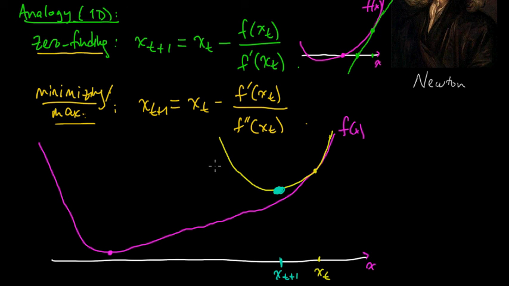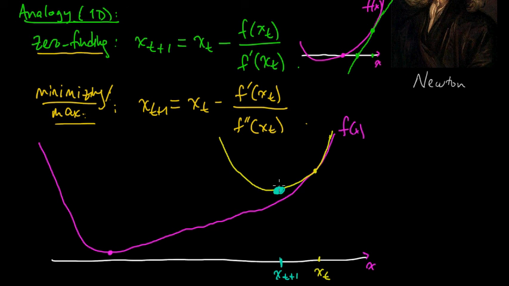So that's the analogy. So this is the analogy with the 0 finding. It's actually sort of a direct analogy. The analogy with the 0 finding, the original sort of application of Newton's method, extending it to the optimization case. And this is the picture to sort of keep in mind.